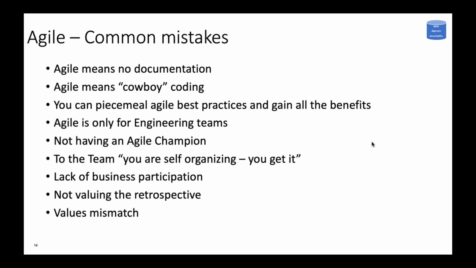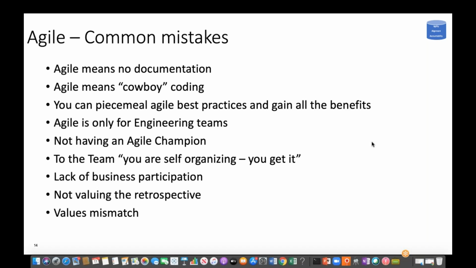Next one is Agile means cowboy coding. By the sheer nature of the engineers, they just listen to the requirement and start coding. No, that is not what Agile means. Agile means there is a planning at the beginning of the sprint. Next one is you can piecemeal Agile practices and then say that we are Agile. It's not going to work. Another misconception is Agile is only for engineering teams. That is not right.